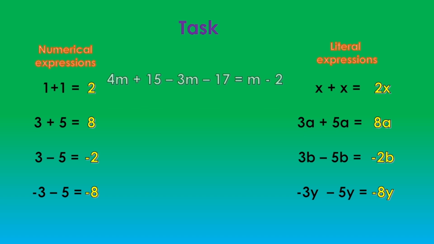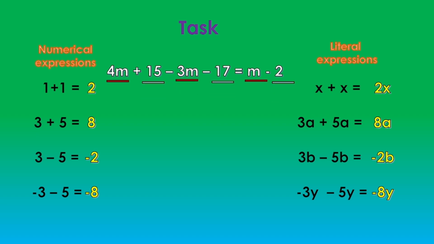Finally, let's try to solve such an interesting example. 4m plus 15 minus 3m minus 17. Here we have to work with each element separately. 4m minus 3m equals 1m, and 15 minus 17 equals -2. And that's all, so we will leave this expression.